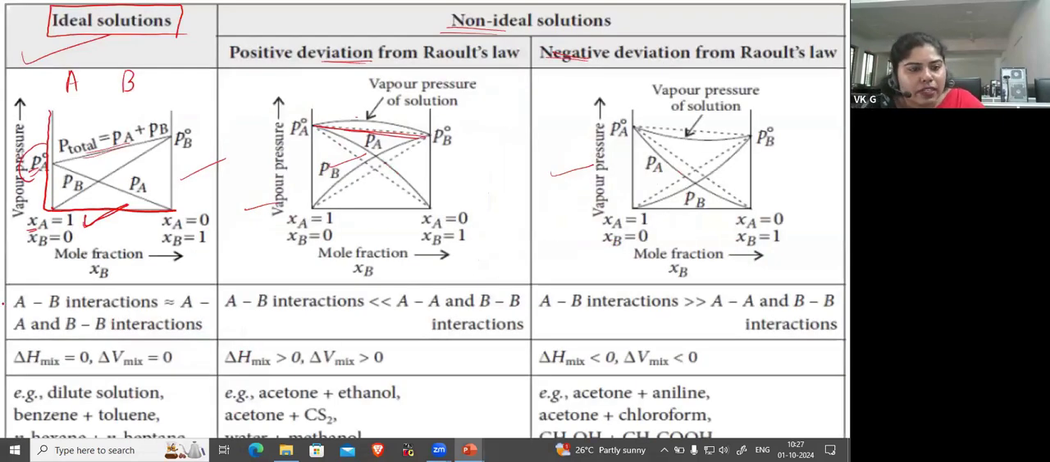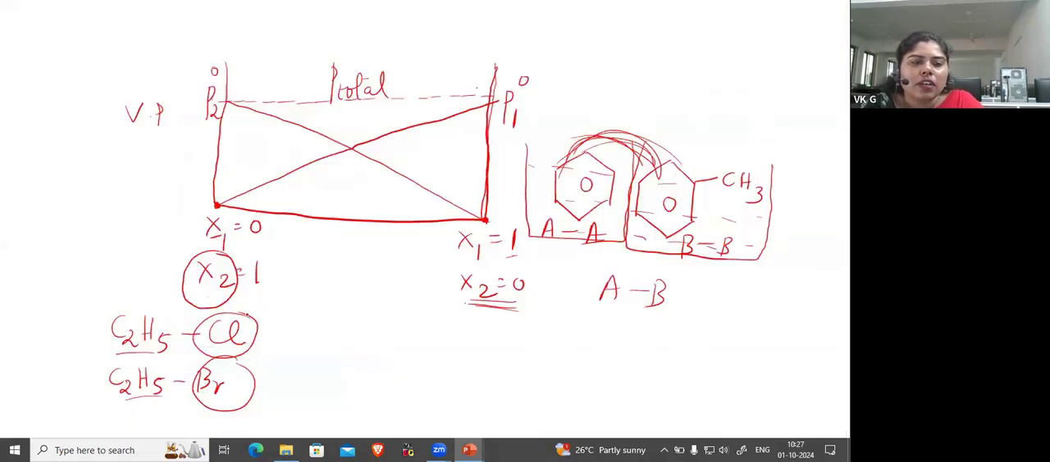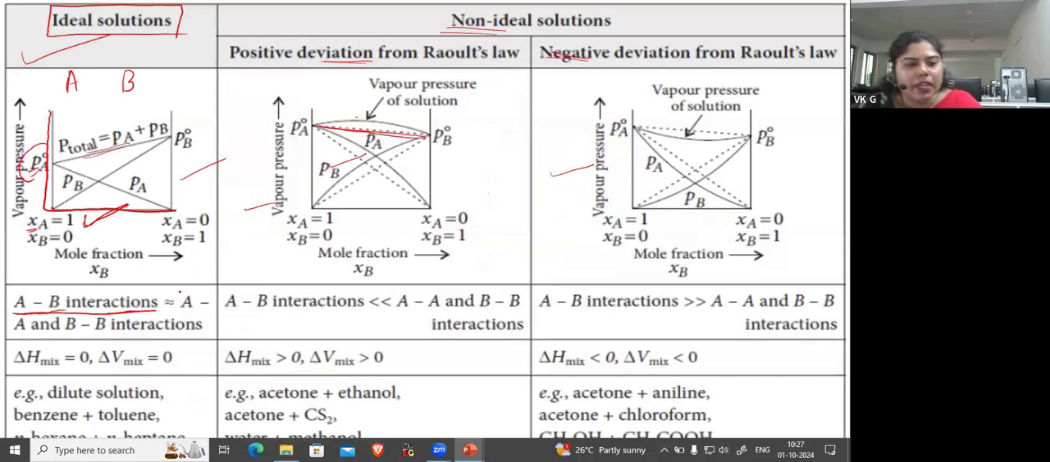So that's why it is told here. See this point here. AB interactions are almost the same as AA interaction or BB interaction. Okay, AA interaction or BB. This is almost the same. All right. And you also have to note it in terms of physical quantity also.